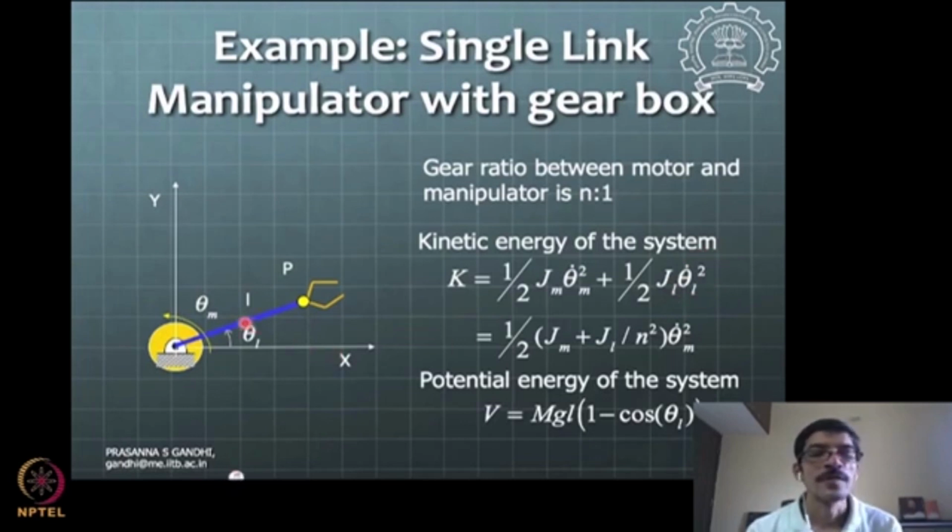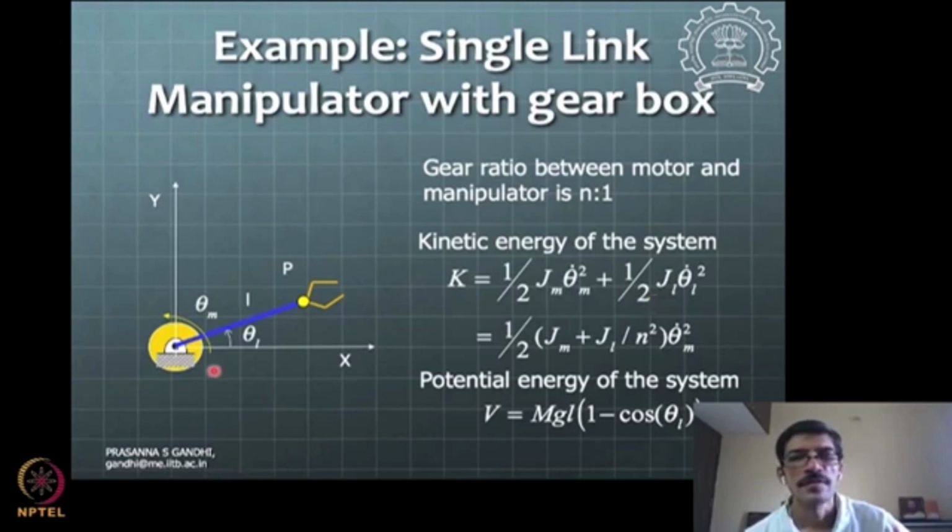you have to express the translational kinetic energy of this rigid link also in terms of theta L, and then we can get this equivalent J about this point. So one can directly consider that, or one can see it in terms of translational kinetic energy and rotational kinetic energy separately.